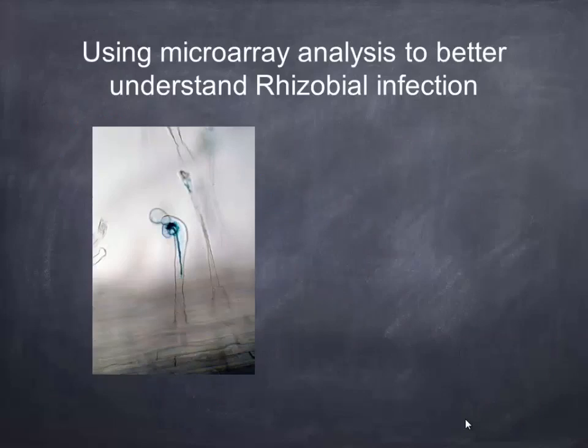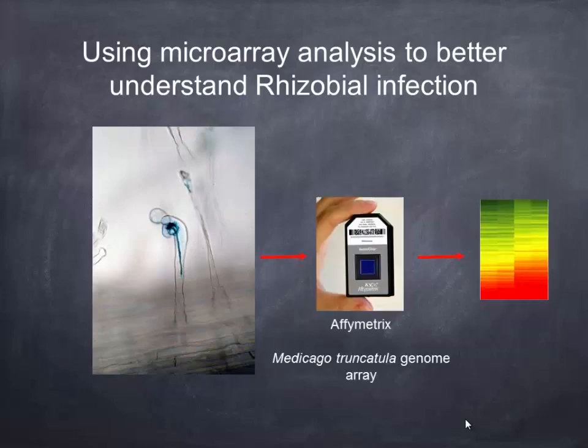So, although we know many of the genes required in the signaling pathway, the molecular processes that go on to get these infection threads initiated and extending are really poorly understood. And so it was our goal to improve our understanding of this. What we did was to use the Affymetrix Medicago truncatula genome array. And we're particularly interested in these infection-specific transcripts in the root hair.